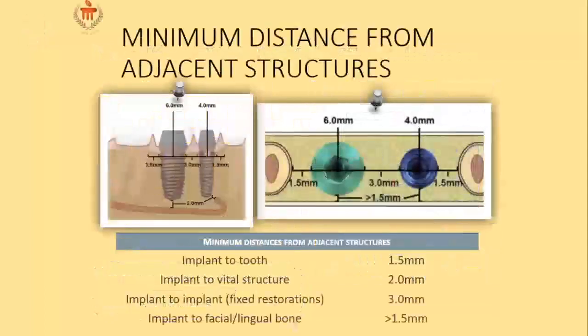Okay, after you do that, there are certain guidelines, thumb rules you have to follow, and your diagnostic center would do this. There are certain guidelines for the implant not to fail. From implant to the tooth, it should be about 1.5 mm. Implant to a vital structure should be 2 mm. Implant to implant, if there are two implants, there should be roughly about 3 mm gap. And from implant to the facial or lingual bone should be about 1.5 mm.